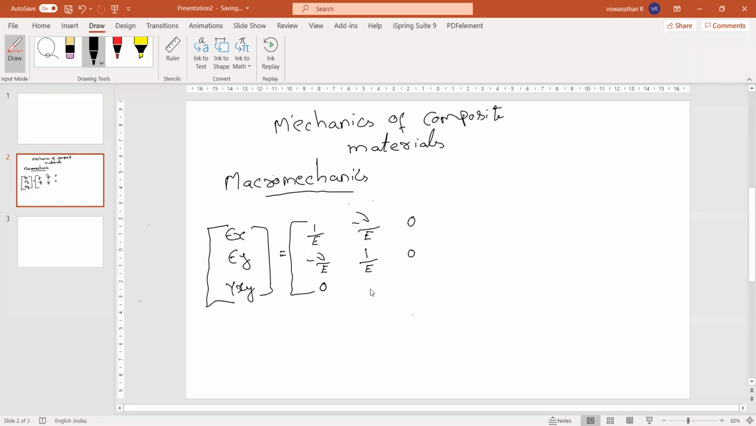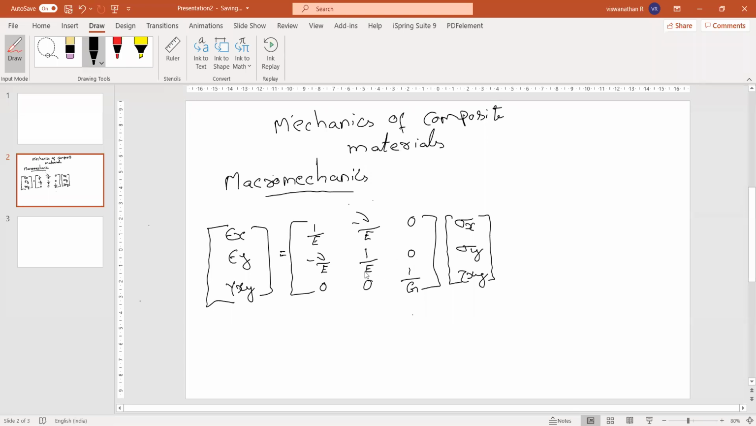By which method did we arrive at this matrix? What is that method called? We derived this yesterday. What is the principle? Principle of superposition. Yeah, principle of superposition. So by that principle, we have arrived at this.